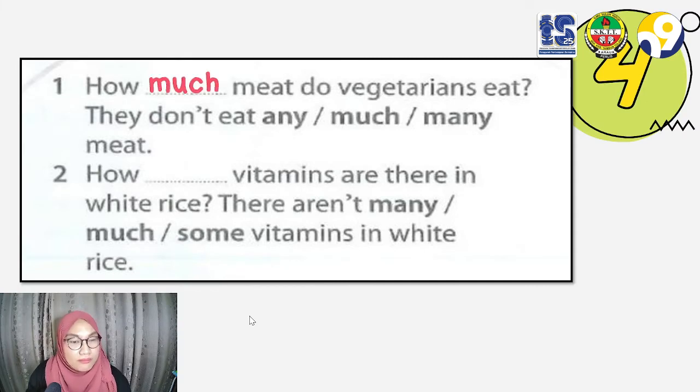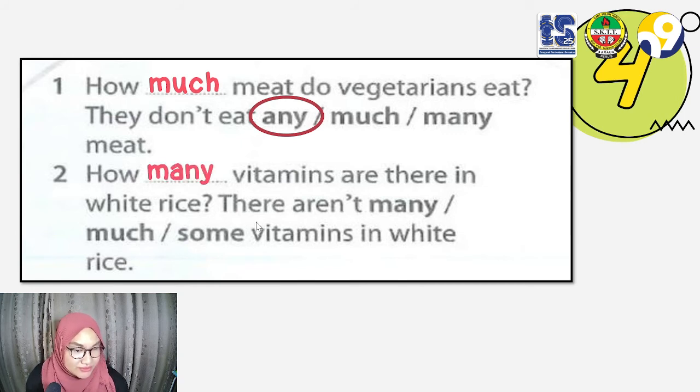How much meat do vegetarians eat? We use much untuk meat sebab meat adalah noun yang tidak boleh dikira. Okay, and then next one. They don't eat any meat. Kita pilih any sebab this is a negative sentence. Ayat negatif. So, kita guna any.